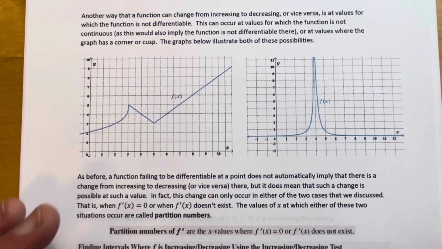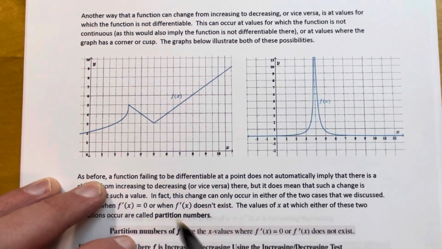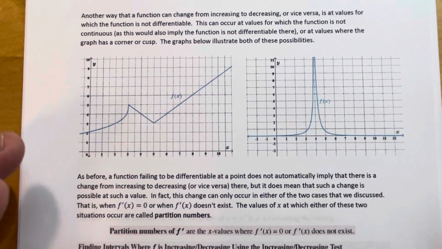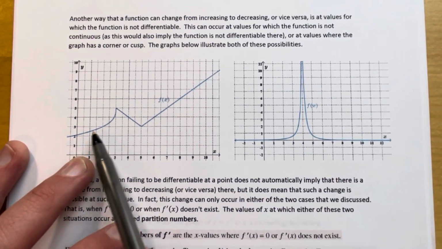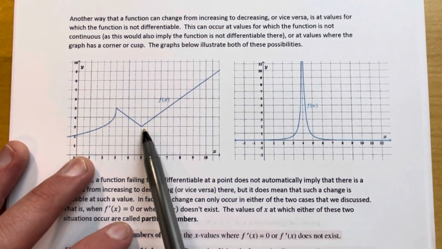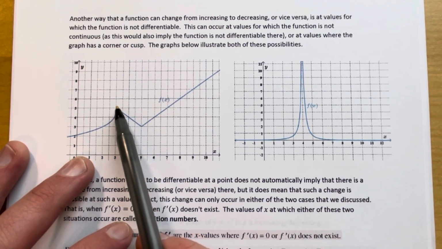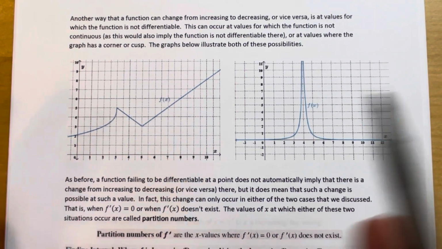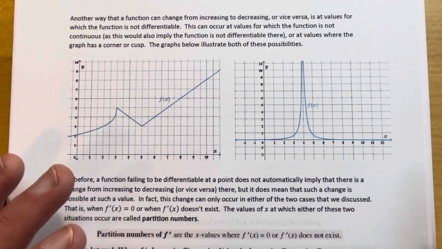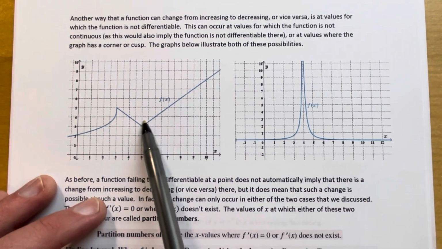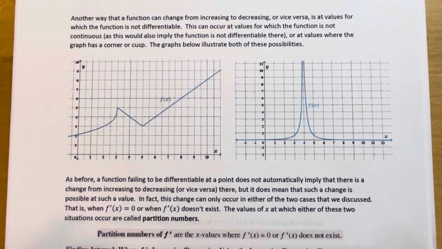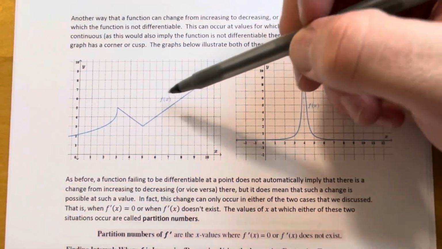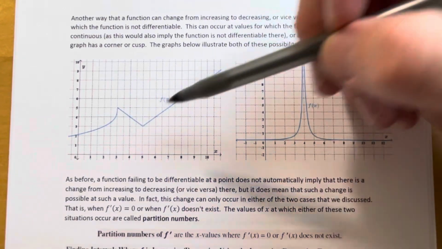Another way that a maximum or minimum value could occur is where a function fails to be differentiable. One thing that we mentioned back in chapter 2 is that if you look at the graph of a function, if you have any corners or cusps, which we have both of those here, those are places where the derivative of that function does not exist. Even though the function does exist at those values, the derivative would not. So we say that the function f of x is not differentiable here or here.